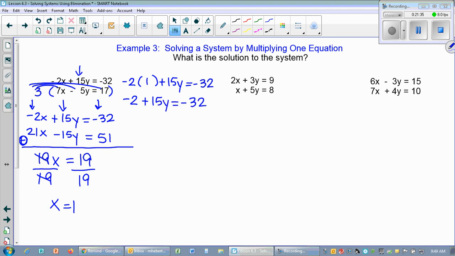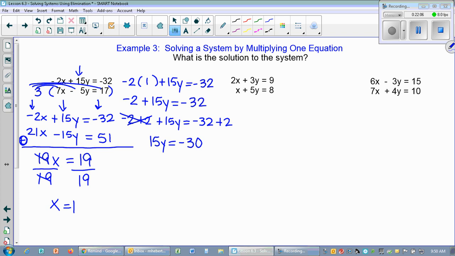I need to get the negative 2 away from the 15 and y because I want the 15y on the left side all by itself. The opposite of a negative 2 is a plus 2. And if I add 2 on the left side, I have to add 2 on the right side. Negative 2 plus 2 cancel each other out, leaving me with 15y. And negative 32 plus 2 is equal to negative 30.